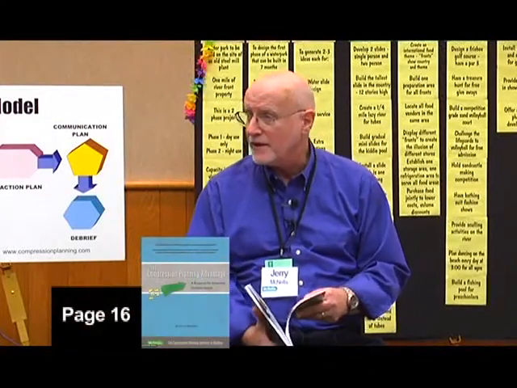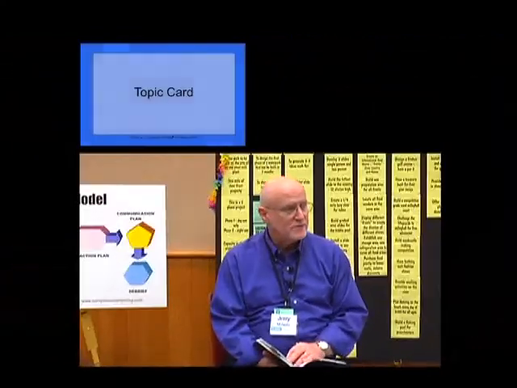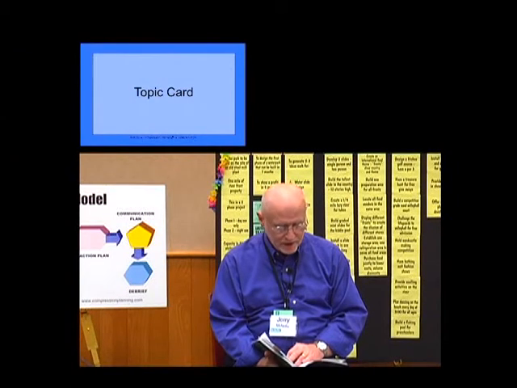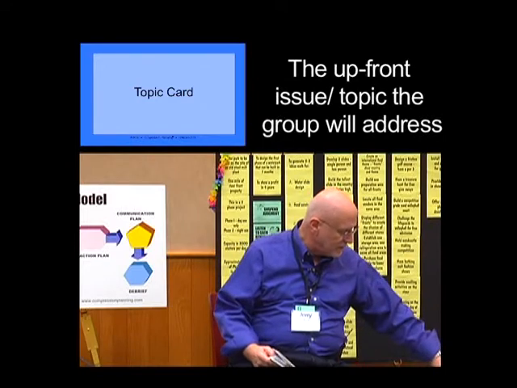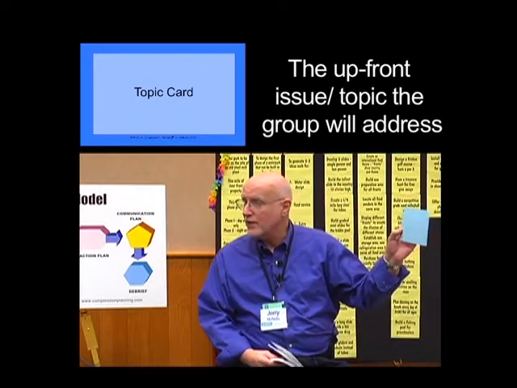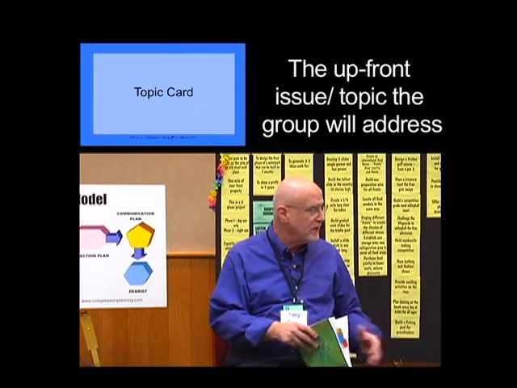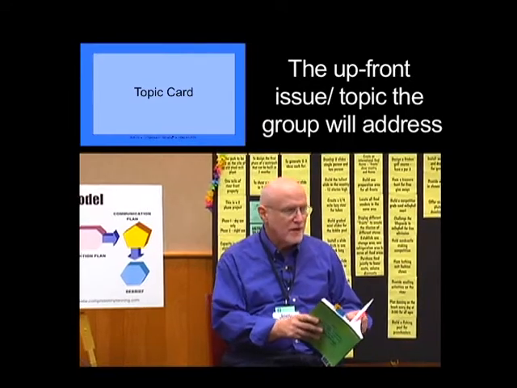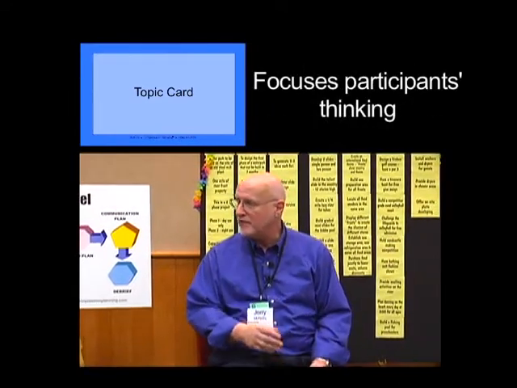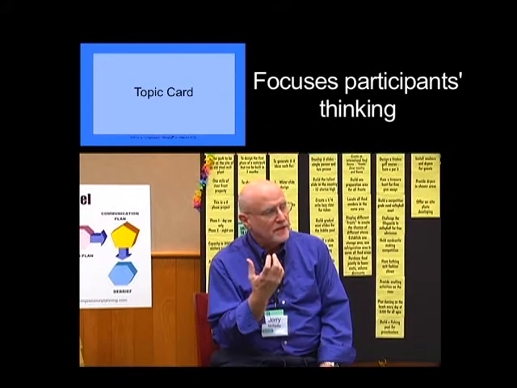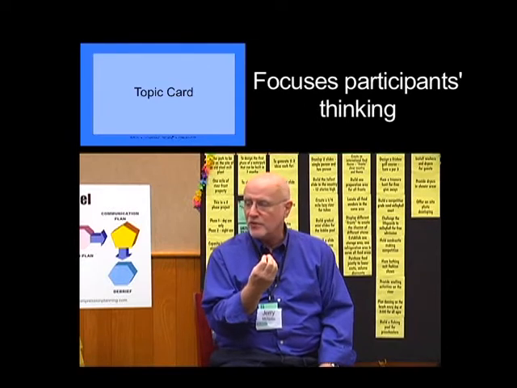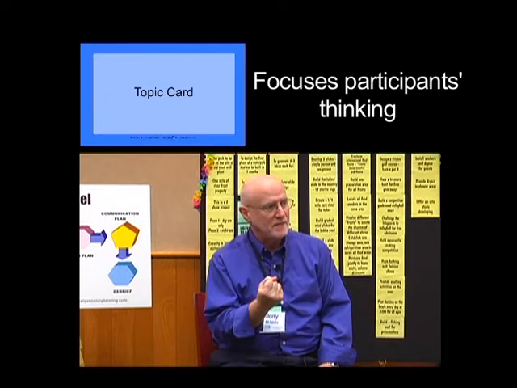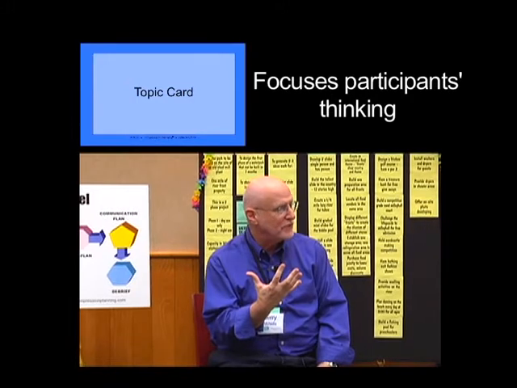Would you go to page 16? We're talking about the topic card. And in the master planning model, that's the part that's darkened out. Once again, the upfront issue, these blue cards, they tell you what you're there to work on. It's like the title of a book. And you can see what it does. It focuses people's thinking. The best compression planning design, you can walk into a room, go up to the storyboards, and participate because you understand what's going on.